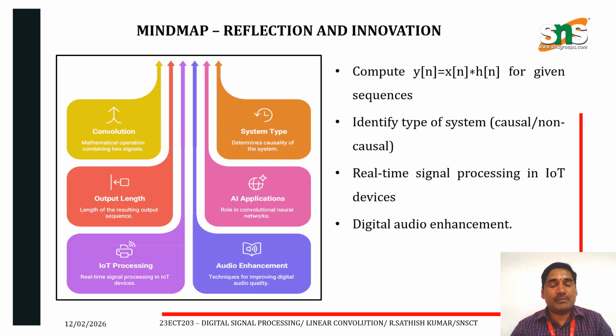Next one, this is the mind map: reflection and innovation. First, compute y of n is equal to x of n * h of n for the given sequence. Identify the type of system, that is causal or non-causal. Real-time signal processing in IoT devices, such as audio enhancement techniques for improving digital audio quality. AI applications: role in convolutional neural networks and the length of the resulting output sequence.